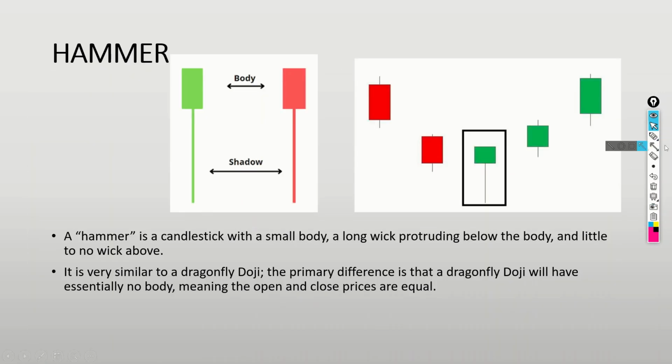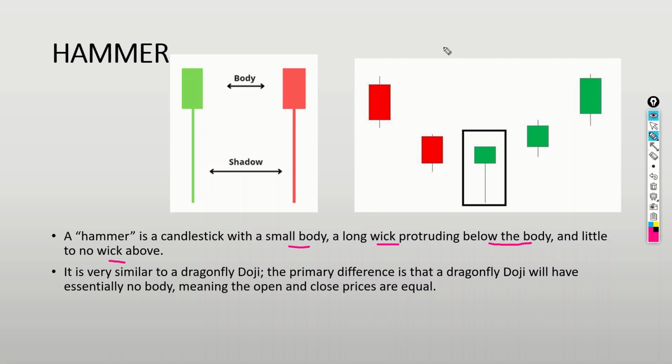The second candlestick pattern we want to look at is what we call the hammer. When we look at the chart, that is how the hammer looks, here and right here. A hammer is a candlestick with a small body, a long wick protruding below the body, and little or no wick above.